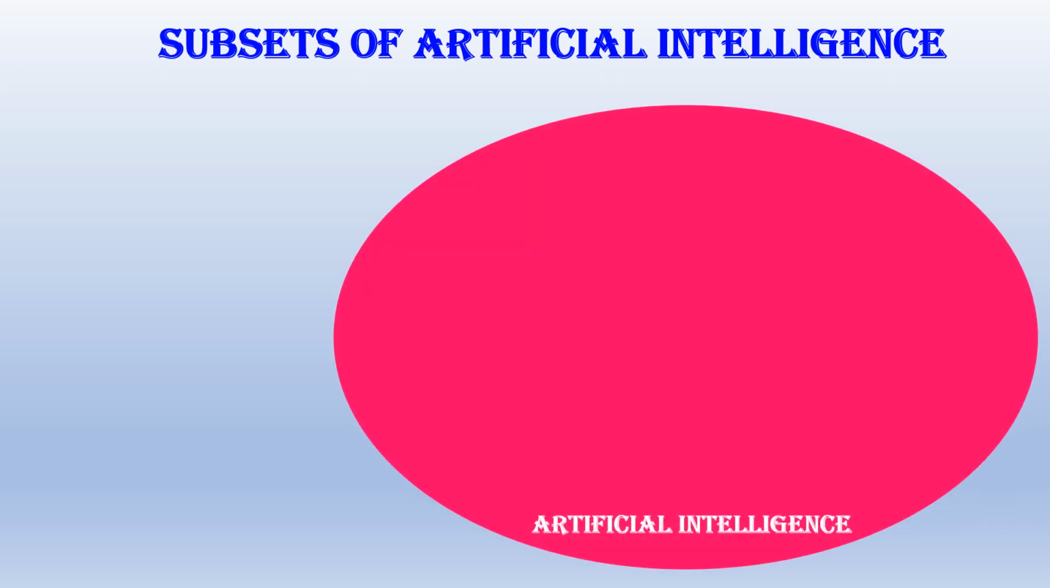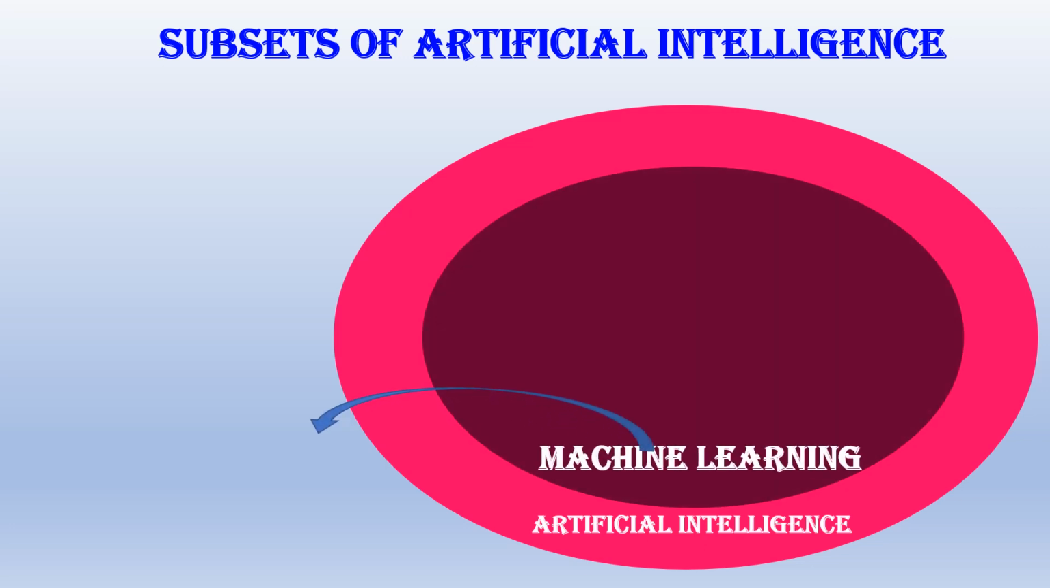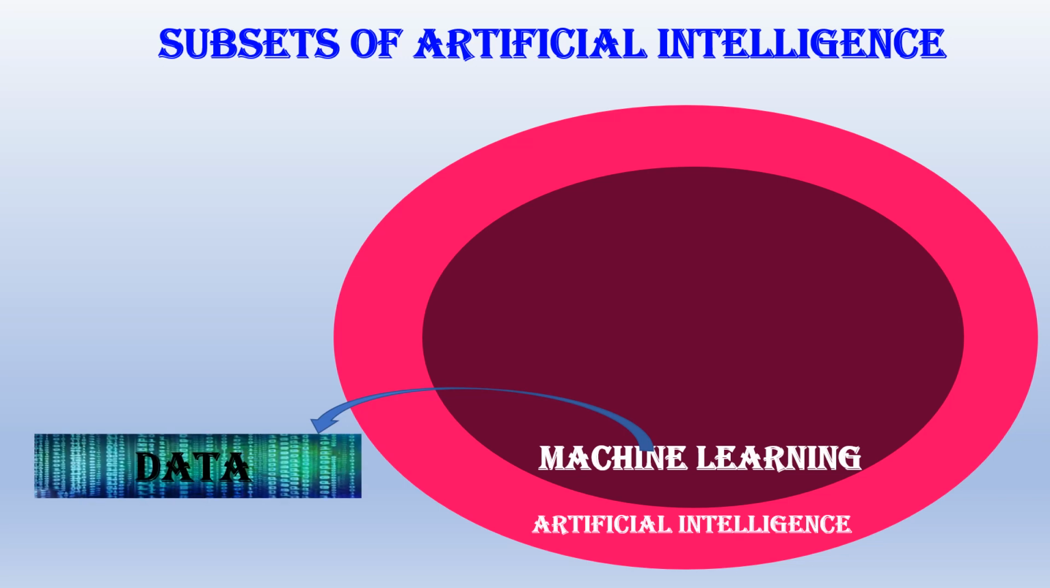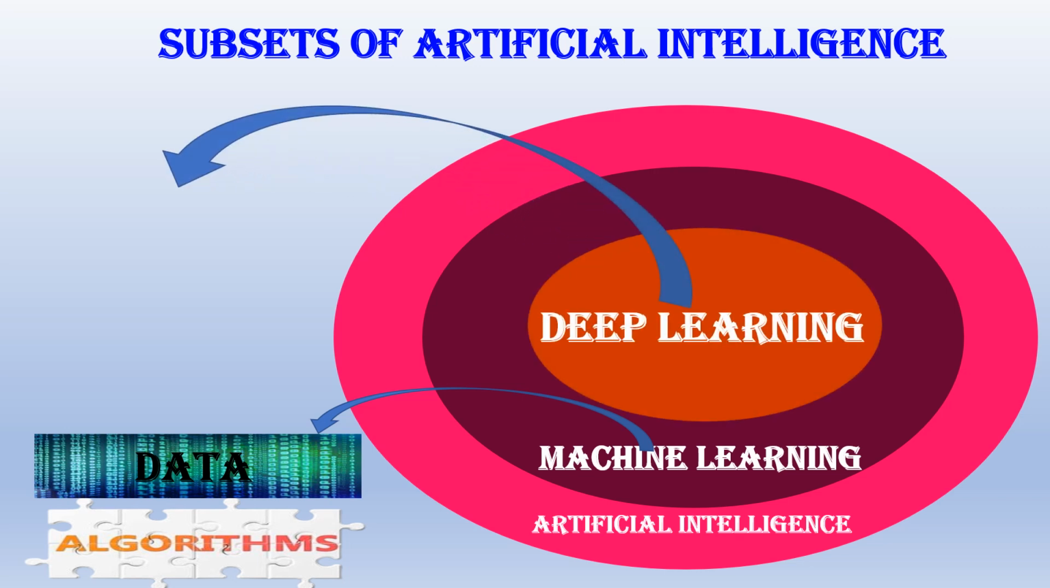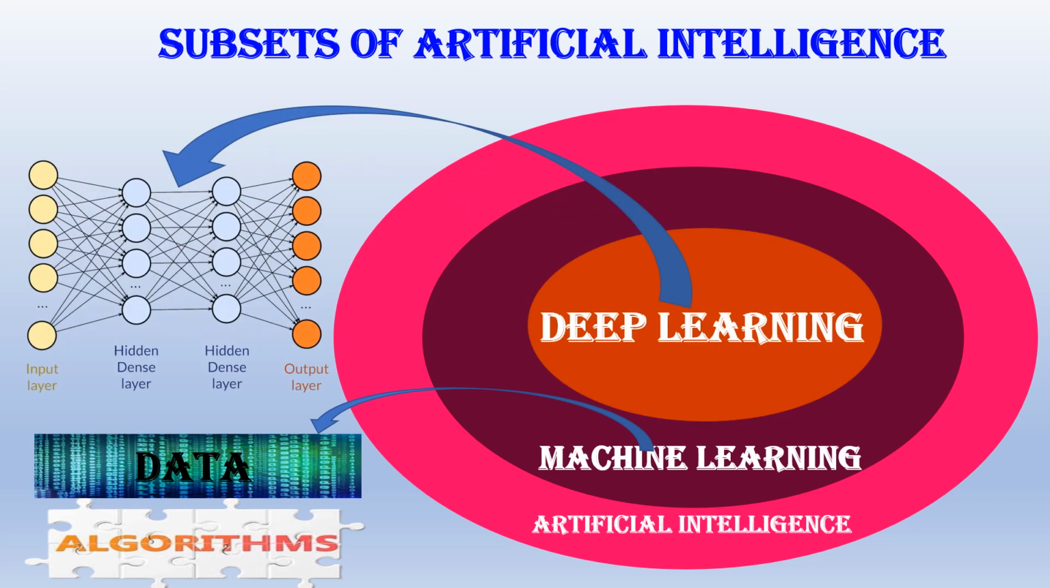Artificial intelligence is the capability of a machine to imitate intelligent human behavior. Machine learning is a subset of AI where machines learn from data without being explicitly programmed. It involves algorithms that allow computers to learn from and make predictions or decisions based on data. Deep learning is a specialized subset of machine learning that uses neural networks with many layers, deep neural networks, to analyze various factors of data. Deep learning uses neural networks to simulate human-like decision-making.